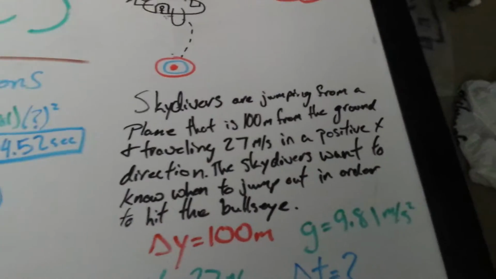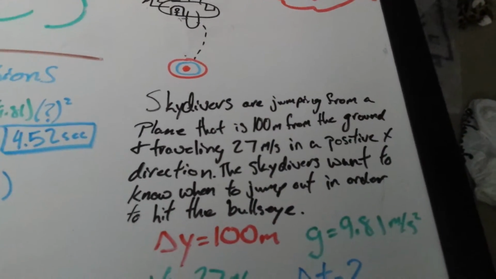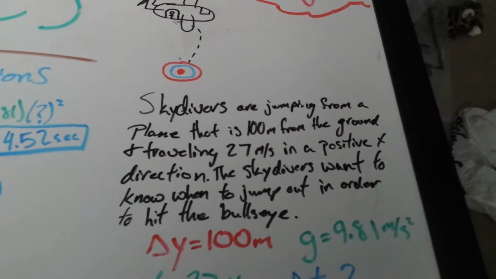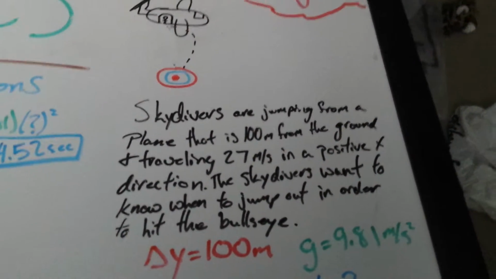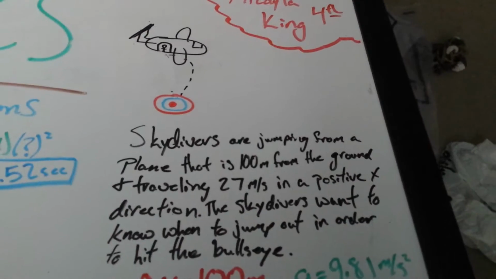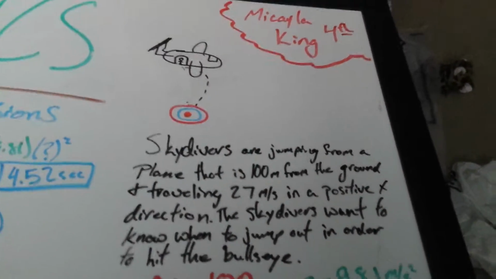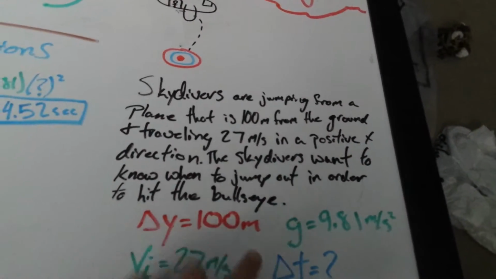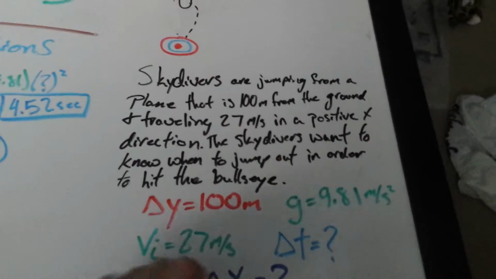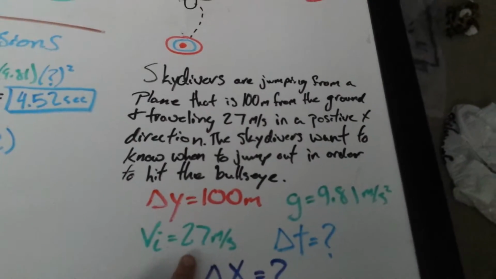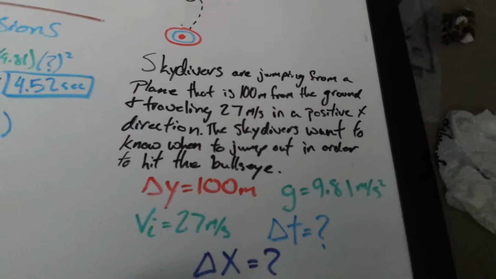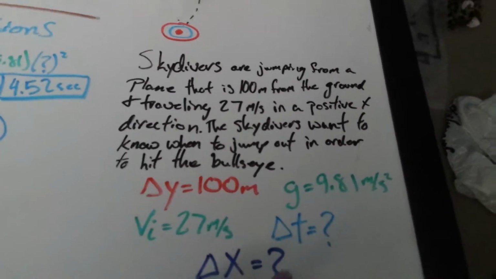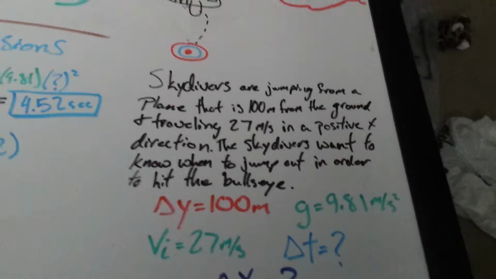I said skydivers are jumping from a plane that is 100 meters from the ground and traveling at 27 meters per second in a positive x direction. The skydivers want to know when they jump out in order to hit the bullseye. That's my plane and bullseye. And so delta y is the 100 meters it is from the ground. Gravity is 9.81 meters per second squared, and the velocity is 27 meters per second. And you're trying to find delta x, which is the horizontal movement of the projectile, and the time.